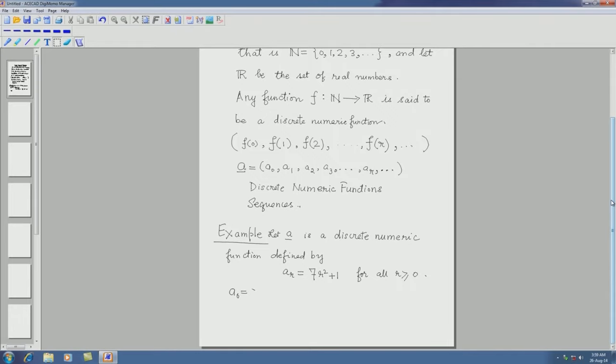So, suppose I would like to know the first few elements of this discrete numeric function, then I take the first element, that is a0, and that is 7 times 0 square plus 1, which is equal to 1. Then the second element, that is a1, this is 7 times 1 square plus 1, which is equal to 7 plus 1, which is equal to 8. Then the third element, a2, is 7 times 2 square, that is 4, plus 1, and this is equal to 29, and we can keep on evaluating like this.